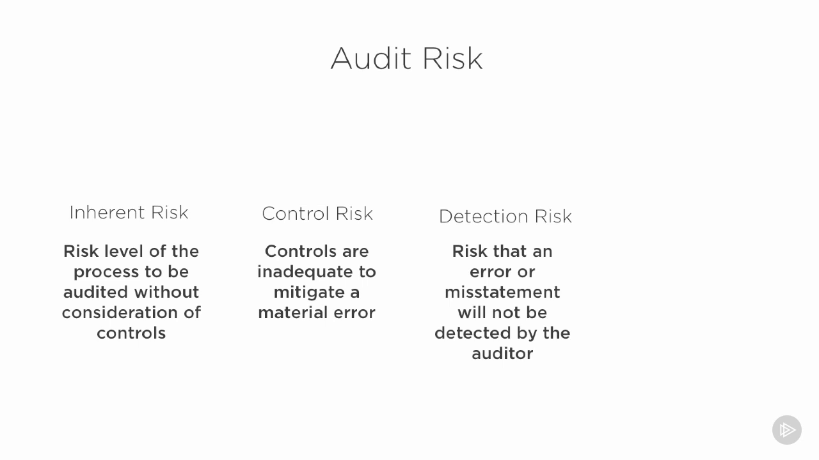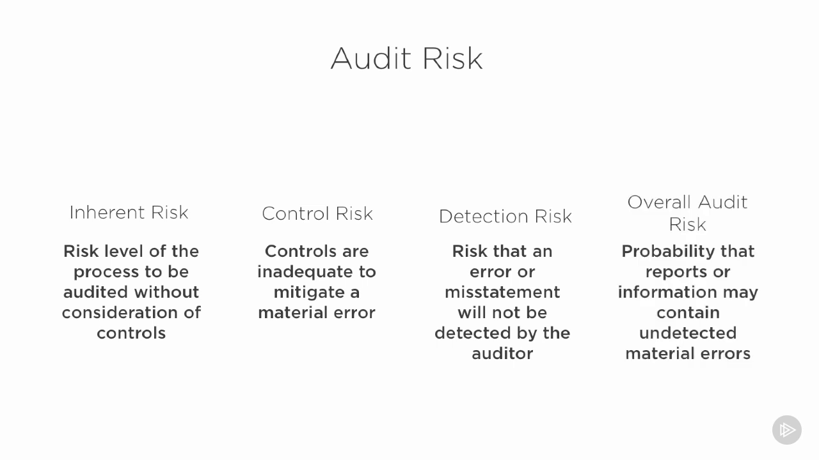Detection risk is where the auditor made a mistake. Quite simply, it's the risk that an error or misstatement wasn't detected by the auditor. A very serious case of this is where the auditor, for example, had uncovered a fraud but was unable to notice that this was an actual ongoing fraud. This is a detection risk.